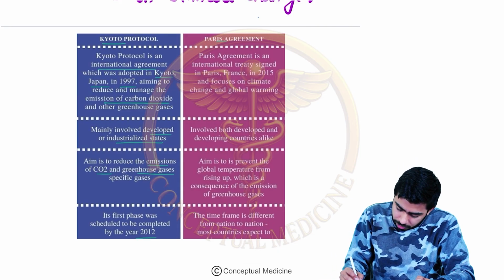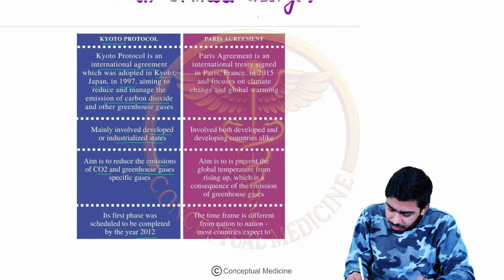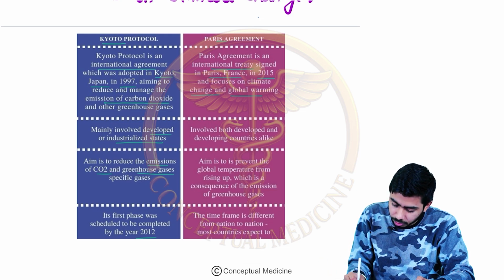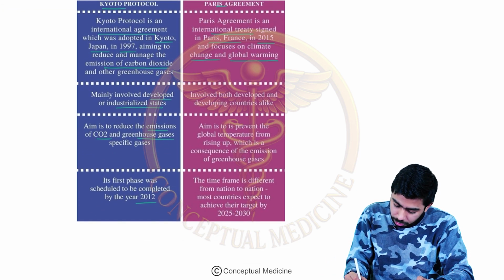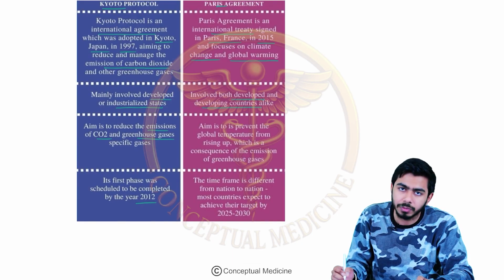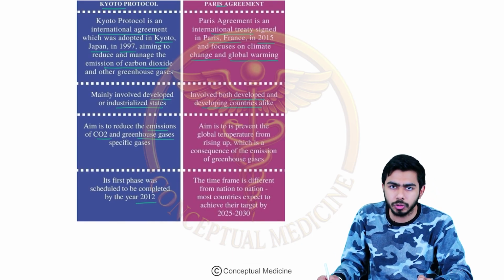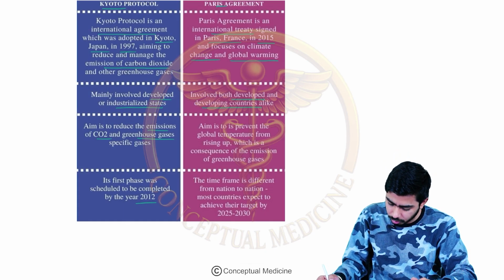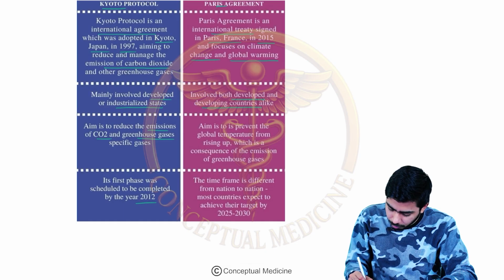The Paris Agreement is an international treaty signed in Paris, France, in 2015 and focuses on climate change and global warming. Here they were talking about both developed as well as developing countries, whereas the Kyoto Protocol talked about the developed countries only, right? That was a drawback of the Kyoto Protocol. Then they said the aim is to prevent the global temperature from rising.